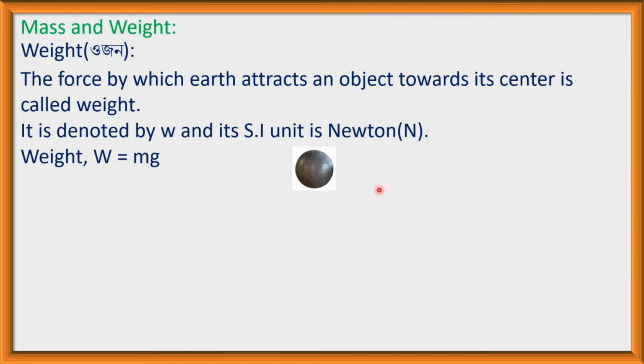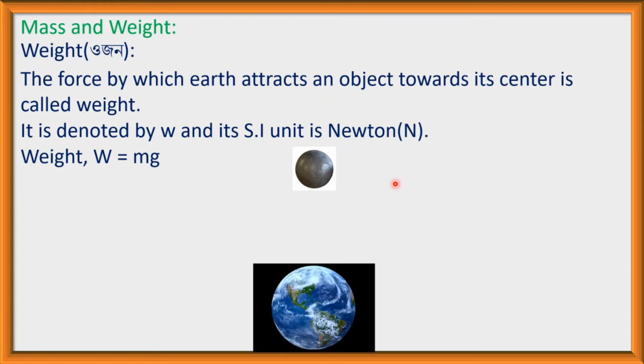Here is an iron ball, its mass is m, and the earth attracts this ball towards its center, and this is the direction of the attraction force. The amount of force by which the earth attracts this ball is the weight of this ball. Here the attraction force is F, that is, the earth attracts this ball with the amount of force F.